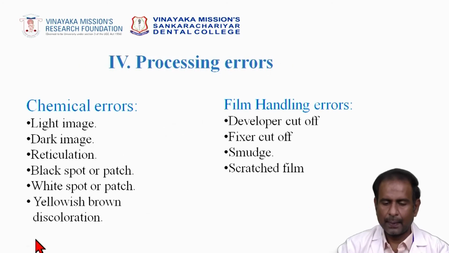So next one is the processing errors. The processing errors are further divided into two categories. One is the chemical errors, the other one is the film handling errors. First is the chemical errors. Under this category, there is the light image, dark image, reticulation, black spot or patch, white spot or patch, and yellowish brown discoloration. These all come under the chemical errors. Film handling errors are the developer cutoff, fixer cutoff, smudged and scratched film.